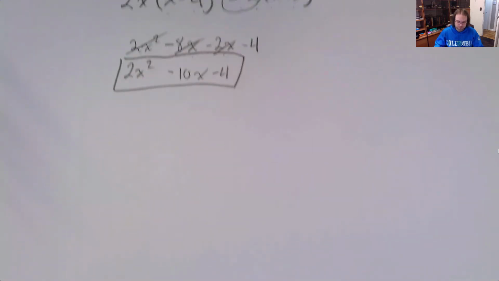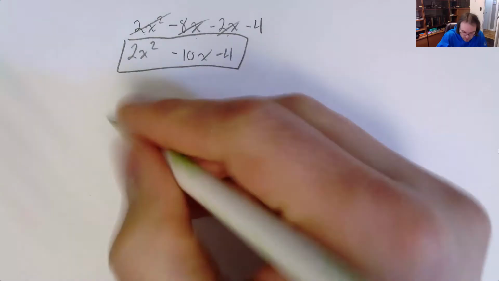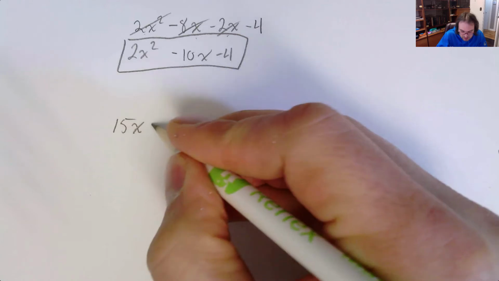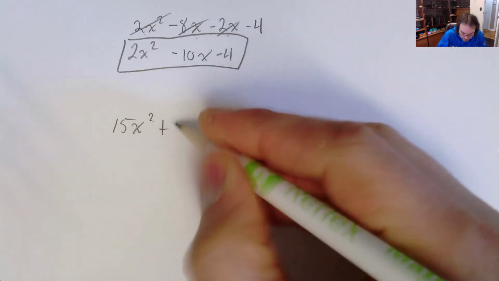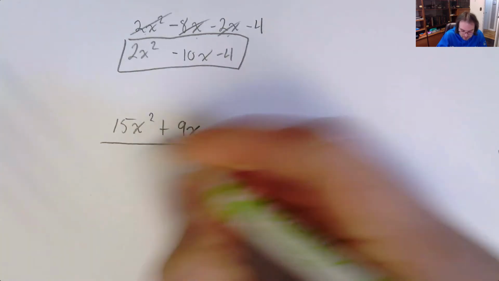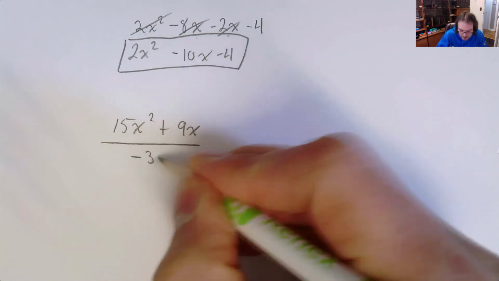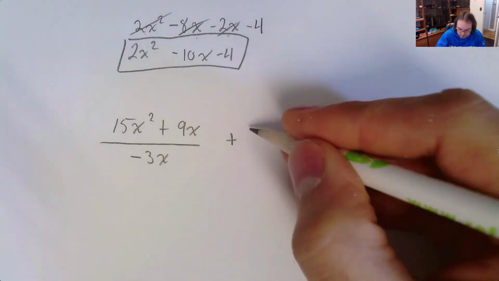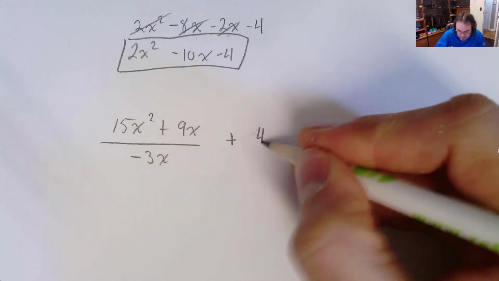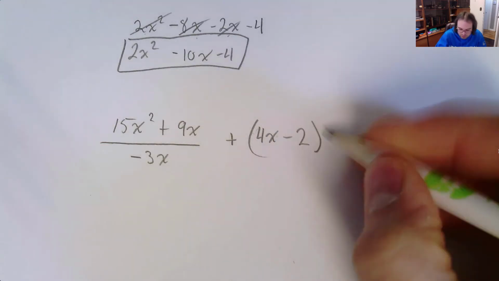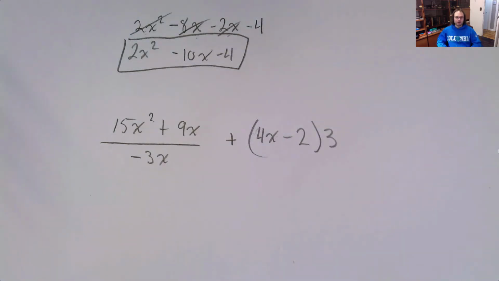Let's try another one. Let's try this one here. Let's say I have 15x squared plus 9x divided by negative 3x, and then I'm going to go plus 4x minus 2. And we're going to multiply this by 3. Okay? So let's start this off here.